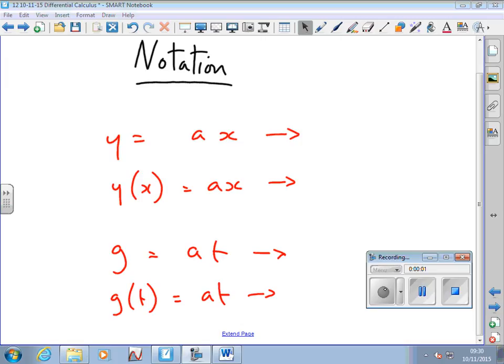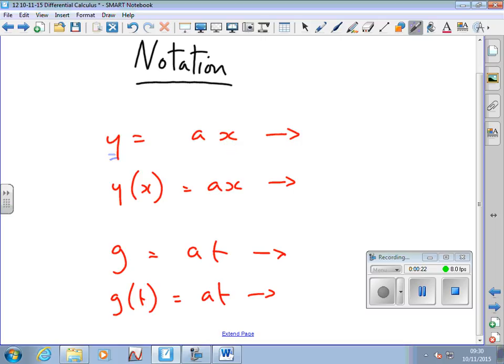A word on notation before we get into this table of differentials. The differential function uses notation to tell us it's the differential function. And it's a notation that includes the independent variable and the dependent variable. So in general we use y and x, but we don't have to.